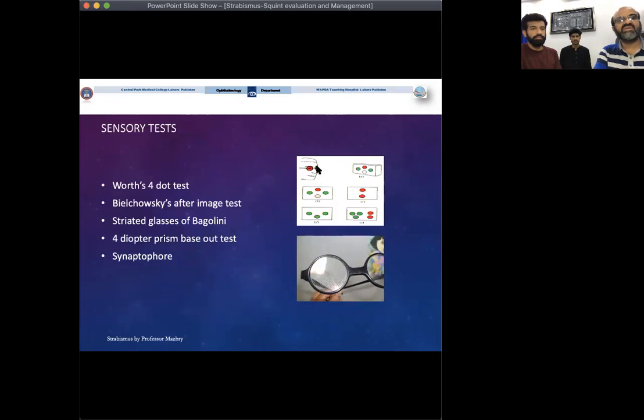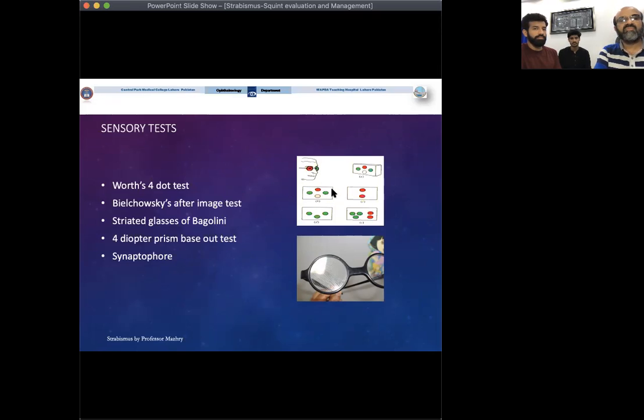Sensory tests. You see, the patient is wearing red-green goggles, and four dots are being projected on the chart. One central dot is red, two are green, and the lower one is white, simple white light. These are the polarized glasses. Red receives only red wavelength and green receives only green wavelength.